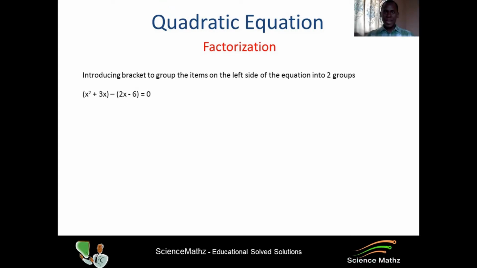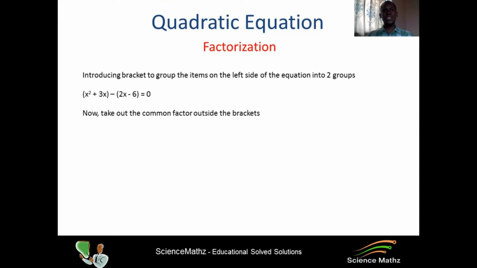Now this is what I mean. s squared plus 3s in bracket. The minus remains in the middle. 2s minus 6 in bracket, all equal to 0. Nothing changes here, except you just introduce brackets to group the items on the left-hand side into two groups.